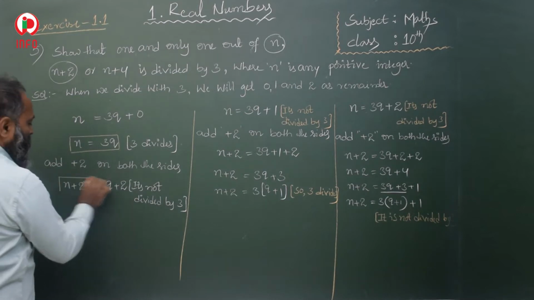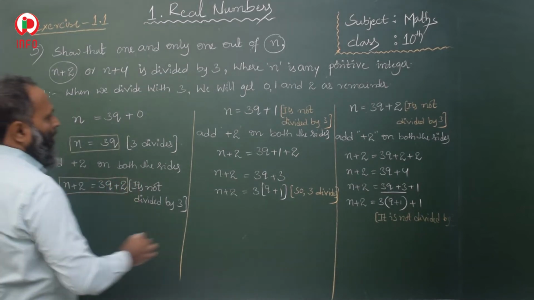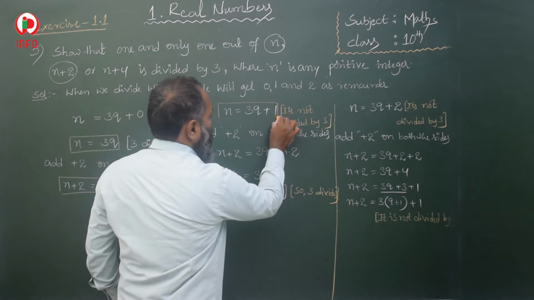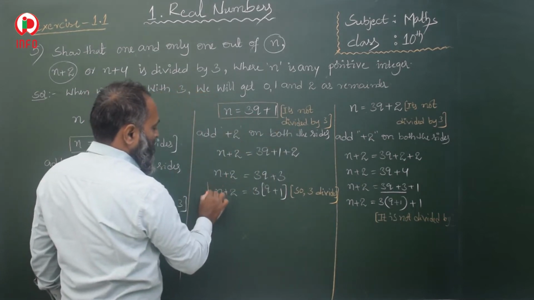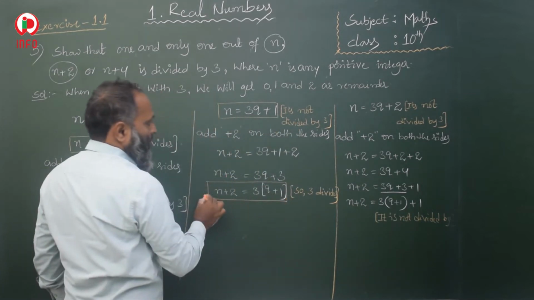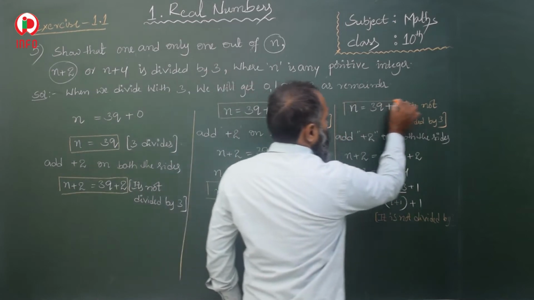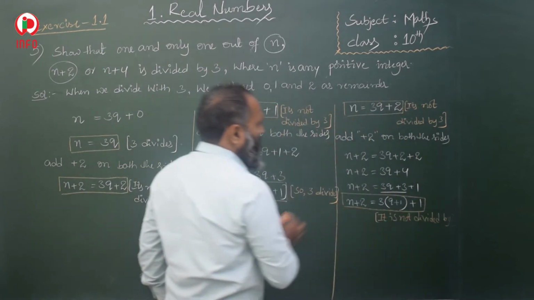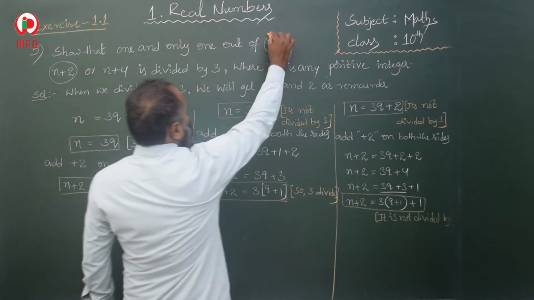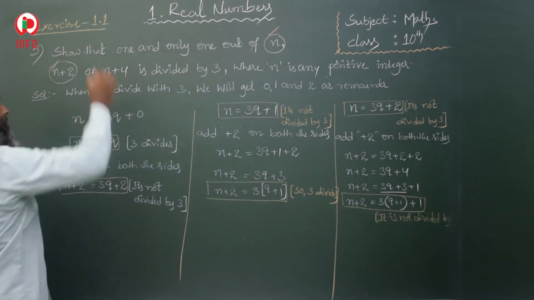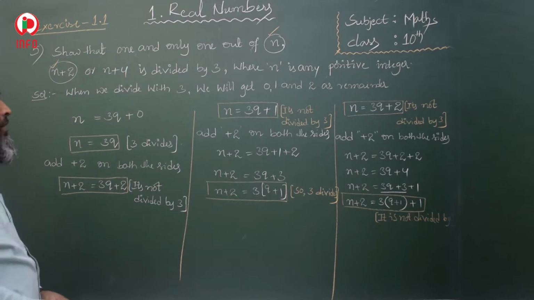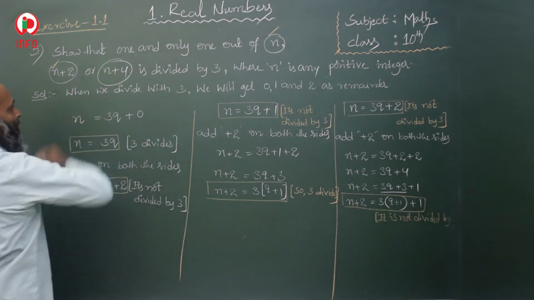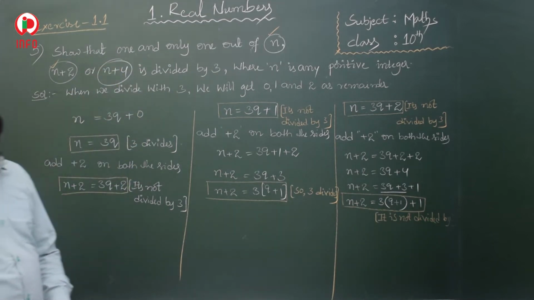About n is over, about n plus 2 is over. Here n is over, n plus 2 is over. Now after that n plus 4. So now we go for n plus 4.